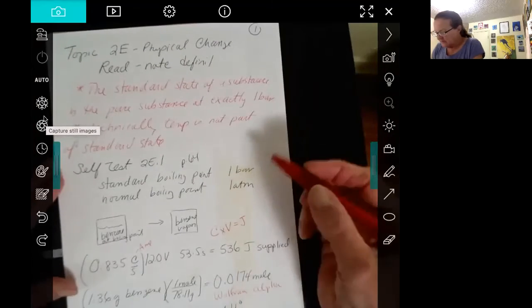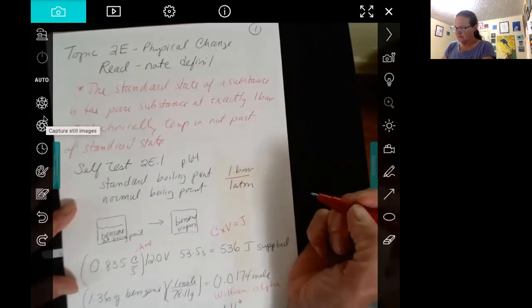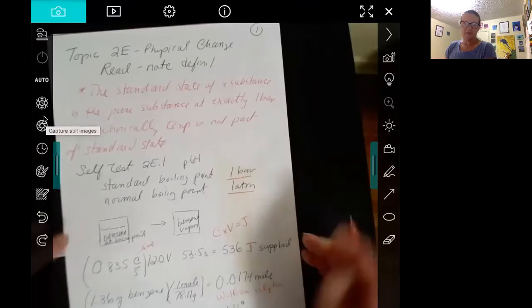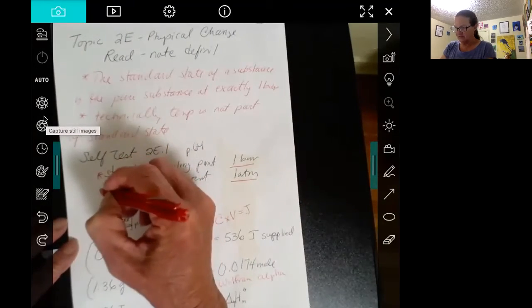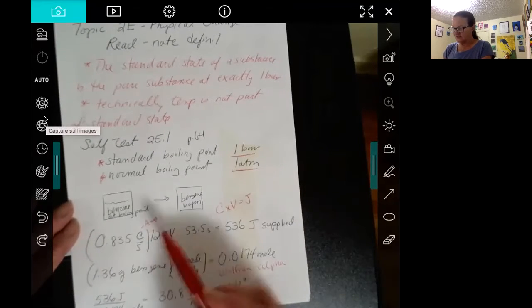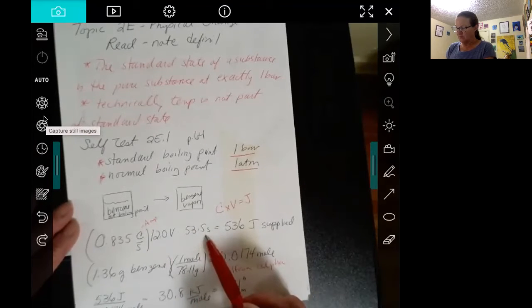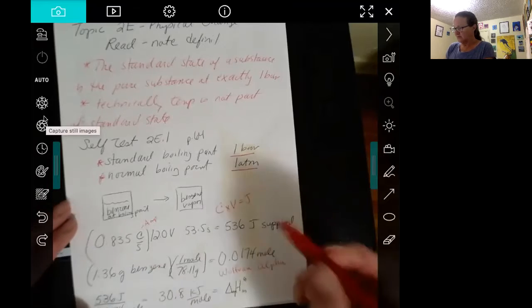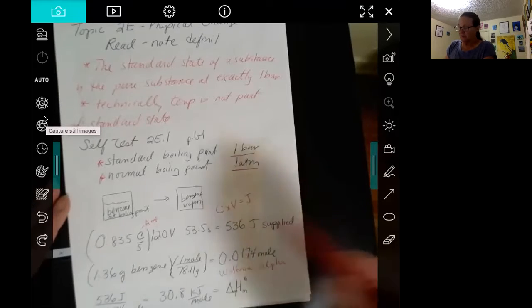The standard boiling point is defined as the boiling point when the pressure is 1 bar, and the normal boiling point is when it's 1 atmosphere. They're pretty close to each other, but just keep those in mind as definitions if you're given one or the other. So it tells us the current in amps is coulombs per second. If you multiply coulombs times volts, you get joules. And if we then multiply by how long we pass that current through, we get the total quantity in joules of heat that was supplied to the benzene to vaporize it all.